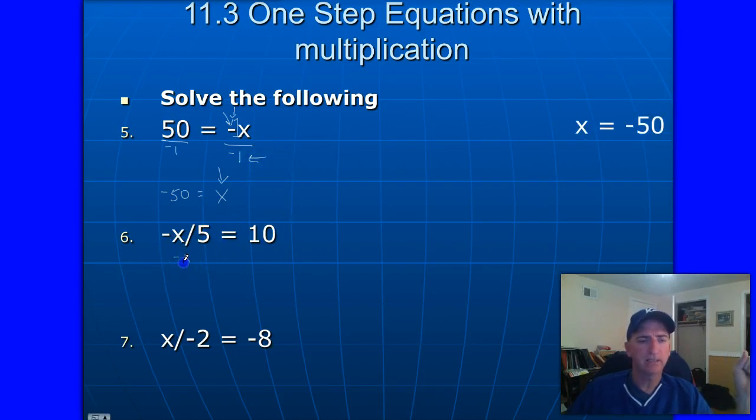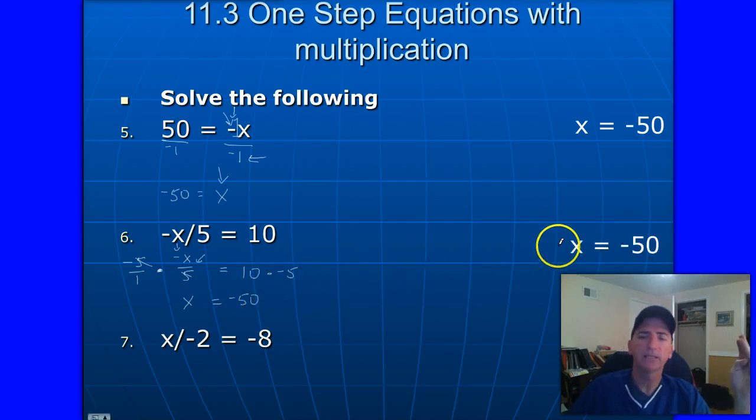How about number 6? It's negative x over 5 is equal to 10. Okay, it's negative and it's being divided by 5. So you know what I'm going to do? I'm going to do one shortcut here. I'm going to multiply it's being divided. I'm going to multiply it times negative 5 over 1. Because negative times negative will make it positive, and the 5's cancel out, giving me x. Make sure you do the same thing to the other side. 10 times negative 5 is negative 50. And that worked out coincidentally to be the same answer as the one up there.